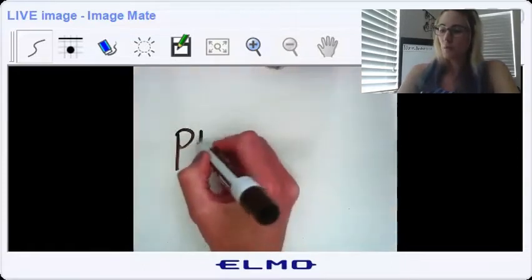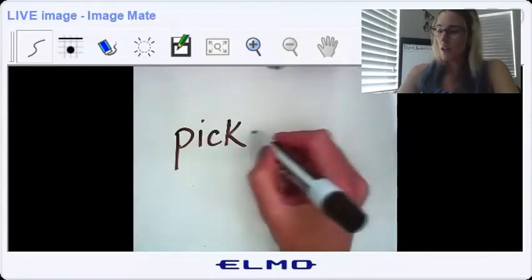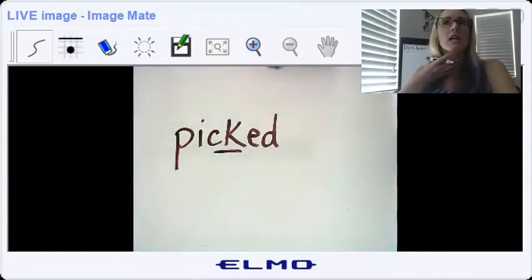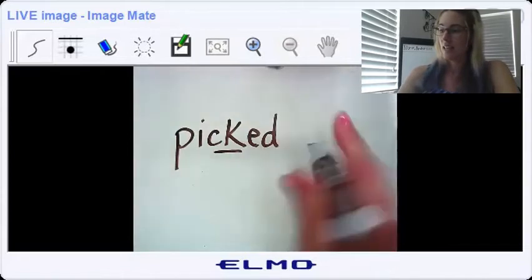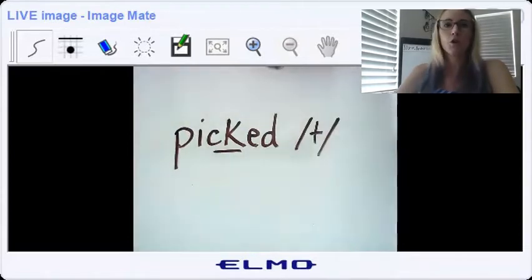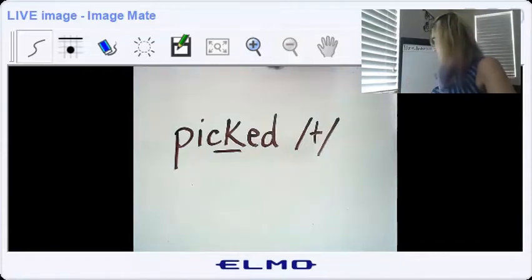One of your words is p, so pick, but we're going to add the ed. Now, because the k sound, feel right here and say k, it's an unvoiced sound, so the ed is going to sound like a t. So we're going to put the t here in these lines called virgules, and that tells you that the ed should sound like a t, t, picked. So go ahead and say picked.